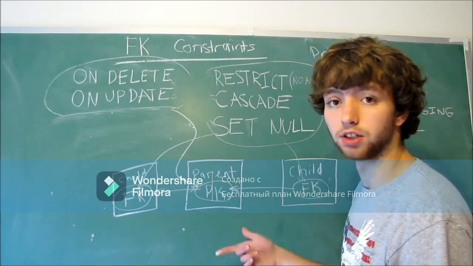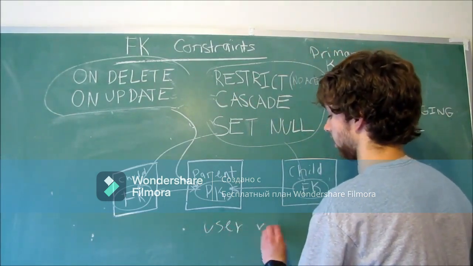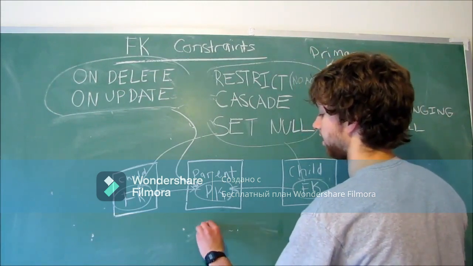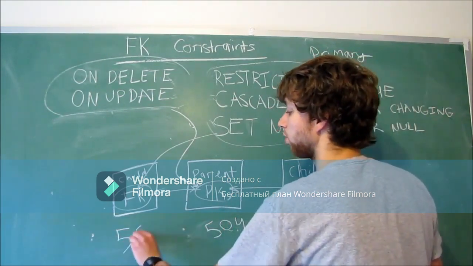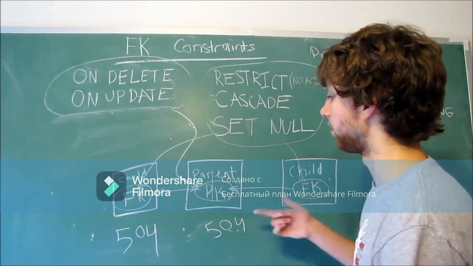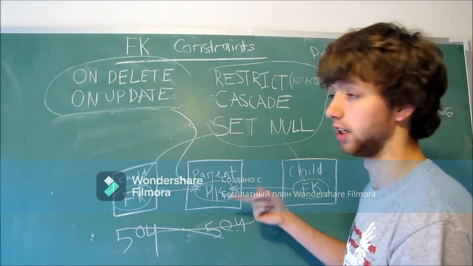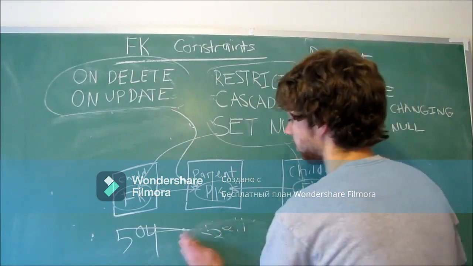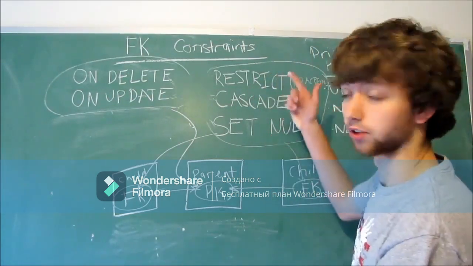So if I tried to delete the user with the ID, let's just say the ID of 504, and this child has a row that has 504 within the foreign key column, well then it's going to throw an error and it's not going to happen, and the parent will not be deleted. So that's how restrict on delete works.